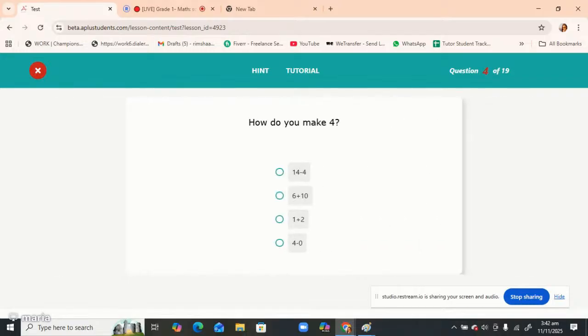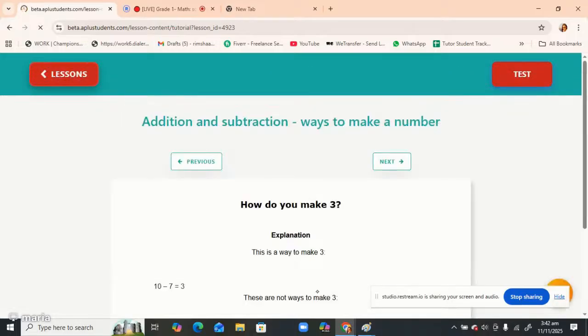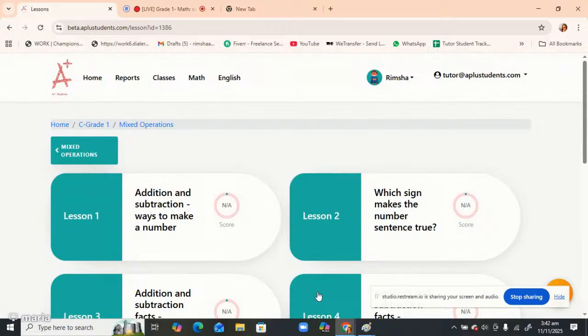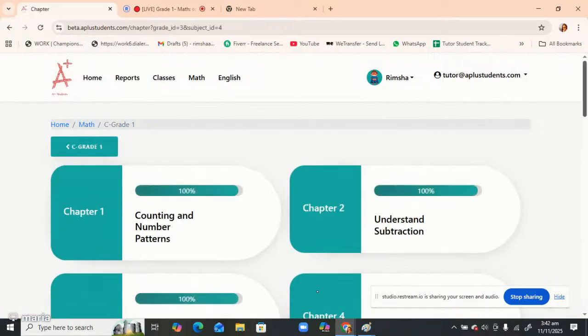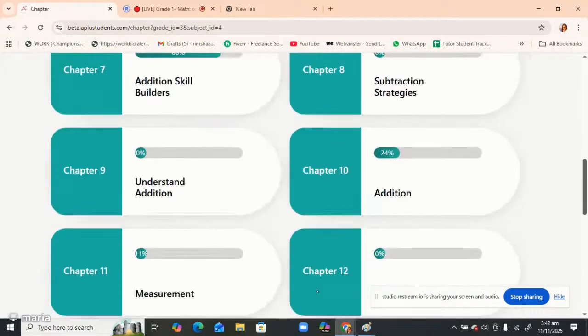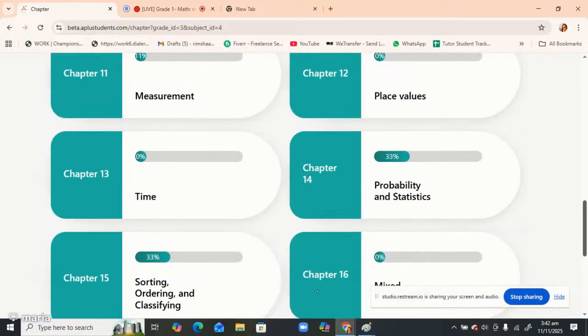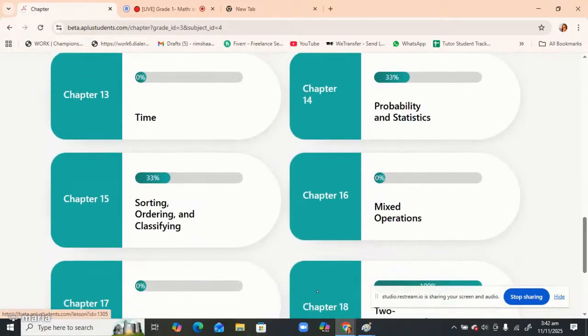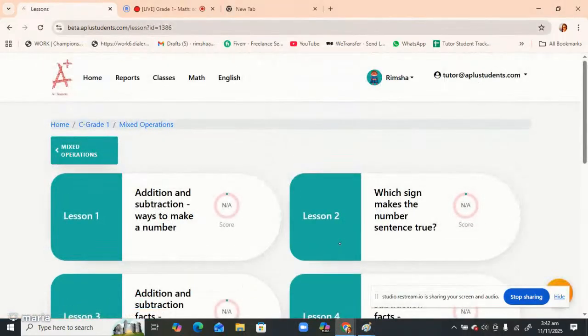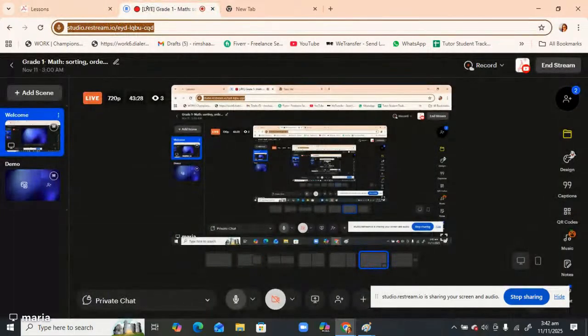So how do you make 4? So here is the question. You solve it now, okay? Hope you guys understand this lesson. So today we discuss the grade 1 maths. The first chapter today we discuss, that is sorting, ordering and classifying, the chapter 15, and then we discuss the chapter 16, only one lesson from that. Okay, hope you guys understand this lessons and all the questions. So before starting the next session, you guys make sure to practice all these questions.